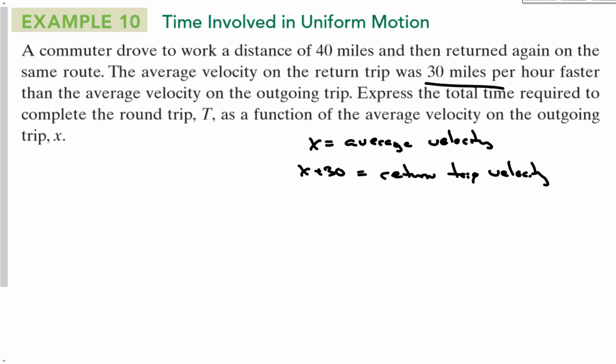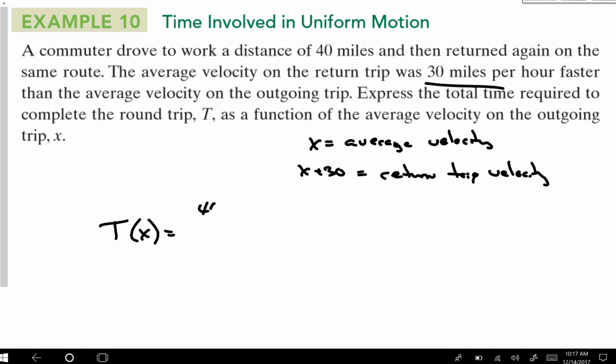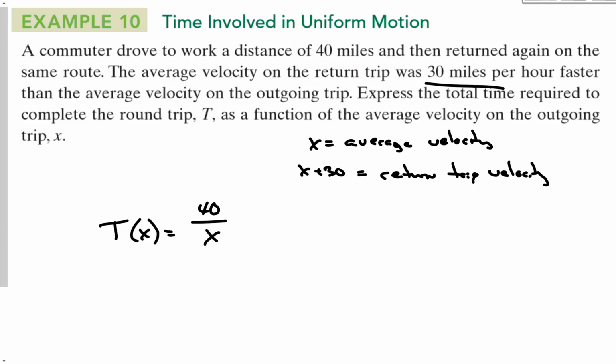So if I want to make the total time function, I would say T of x equals, well, the total time it takes is going to be the time it takes to get there plus the time it takes to get back. So we're going to go 40 miles divided by my velocity x, plus probably the same amount back, 40 miles over x plus 30. And there is my function.